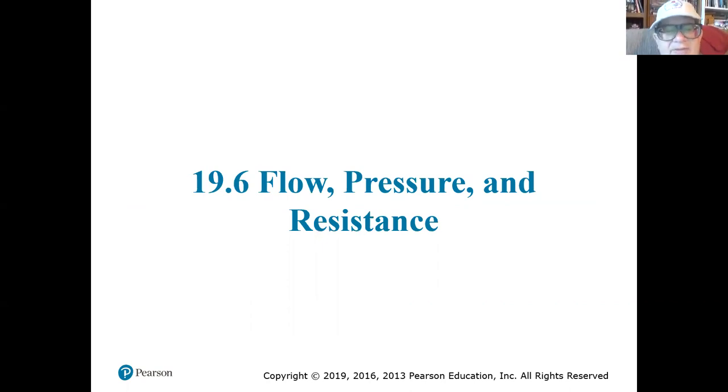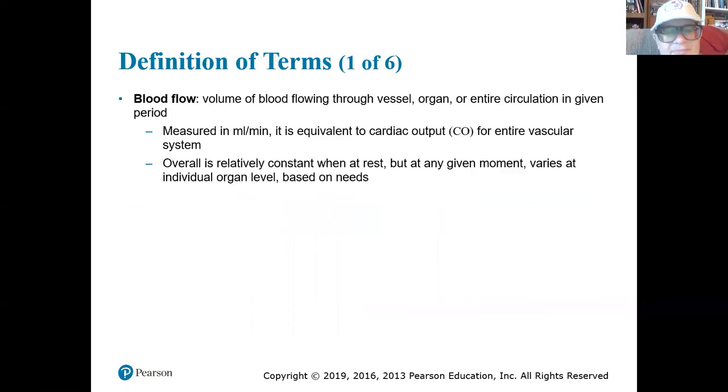This is not complicated. Obviously, the higher the resistance, the lower the flow, straightforward. So blood flow is how much blood is going through a vessel, an organ, or wherever. We measure this in milliliters per minute. It's the same as cardiac output, but for the whole vascular system. It's overall constant when we're at rest, but the amount we send to each organ might depend on what we're doing.